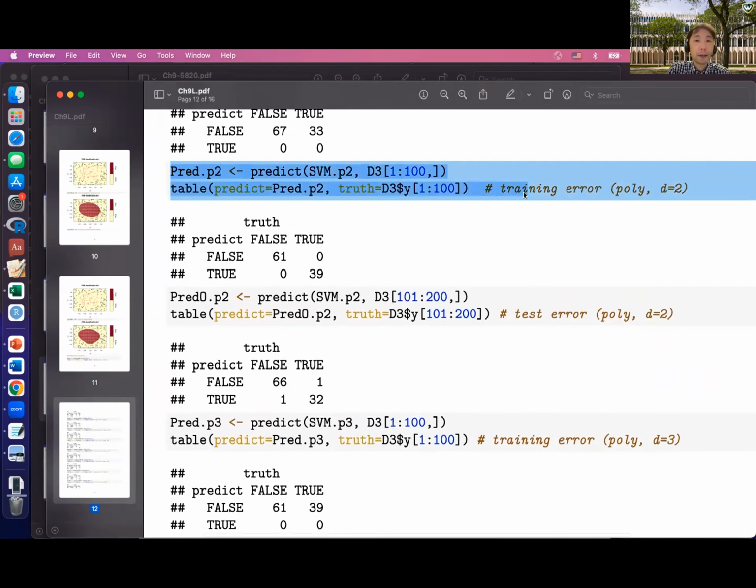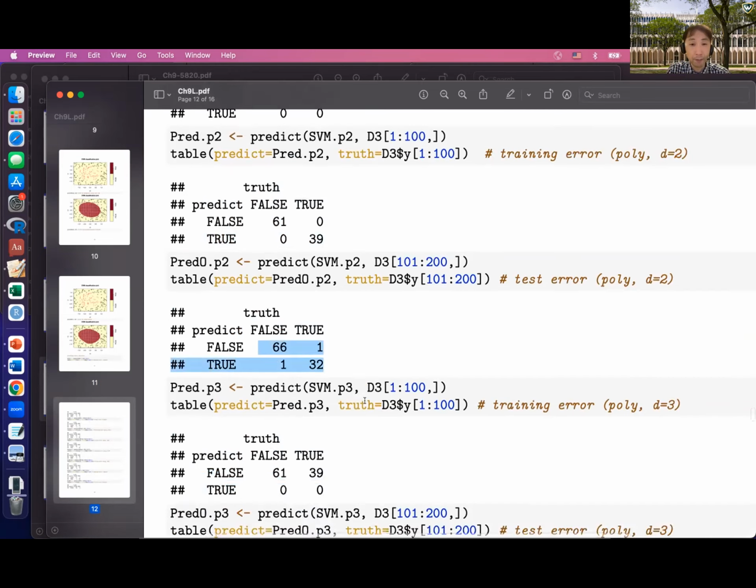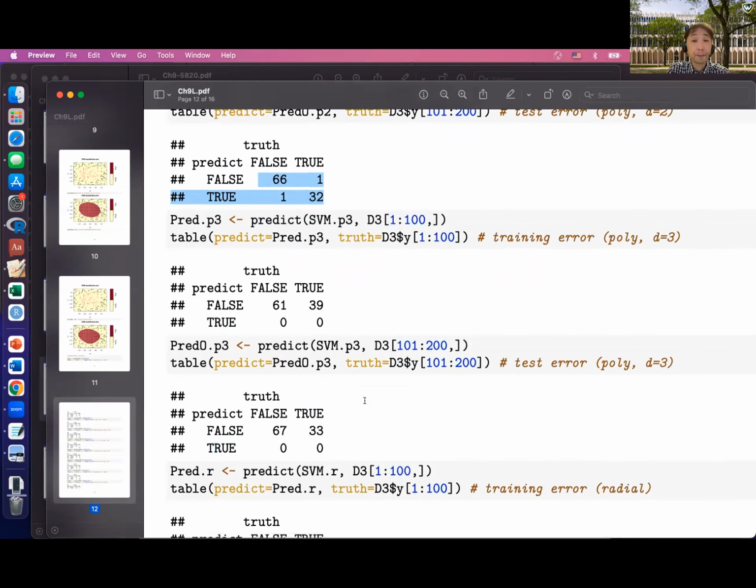And the polynomial kernel with d equal to 2: on the training set, everything is classified correctly. And on the test set, there are only 2 observations classified incorrectly. So basically they miss calculating the correct radius, the correct location, and also the correct angle of the ellipse.